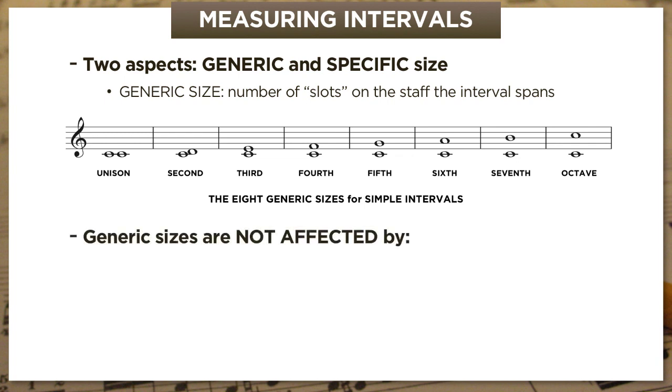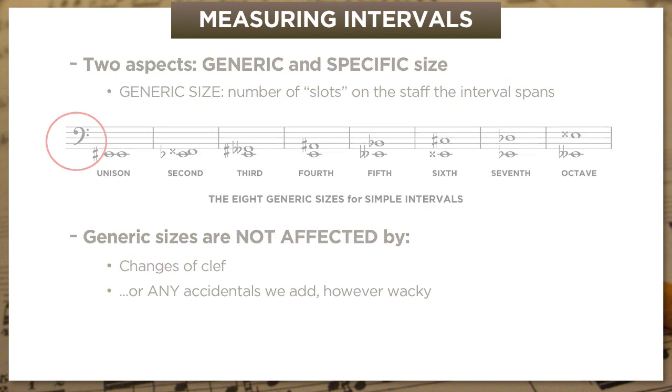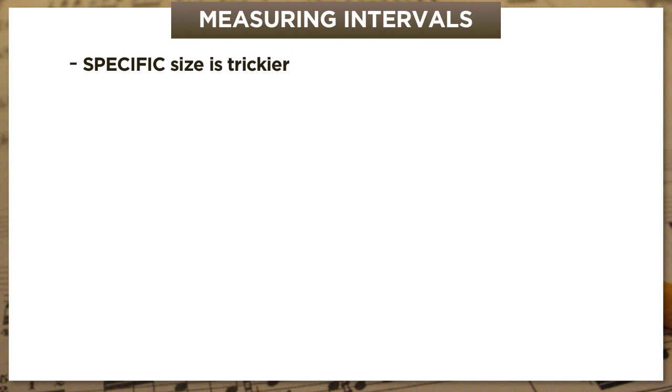So generic sizes are not affected by, say, a change of clef. I don't need to change my labels on the intervals here if I change from treble to alto clef or from alto to bass clef. Thirds are still thirds, fourths still fourths, and so forth. Even more importantly, it doesn't change even if we add all kinds of wacky accidentals. If you look at the third here, even though we have this crazy interval of C sharp to E double flat, as long as those two notes are on adjacent lines or adjacent spaces, it's going to be some kind of third.